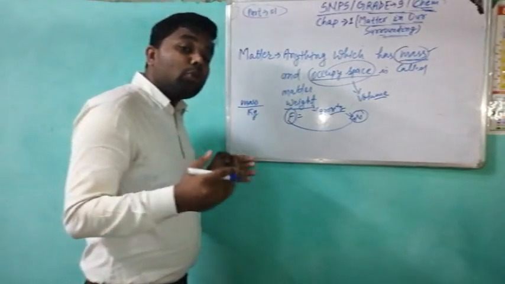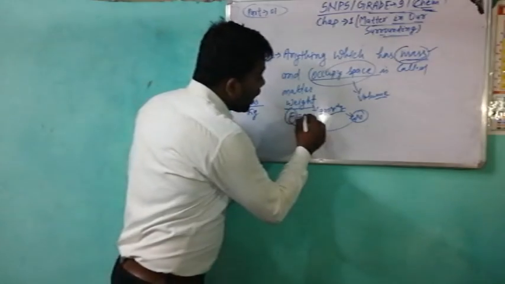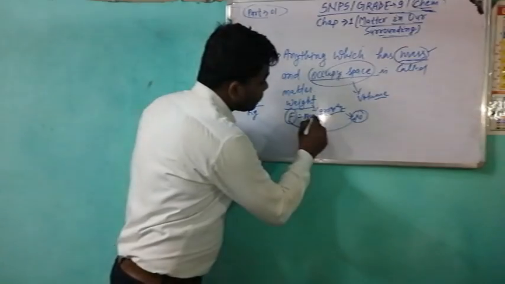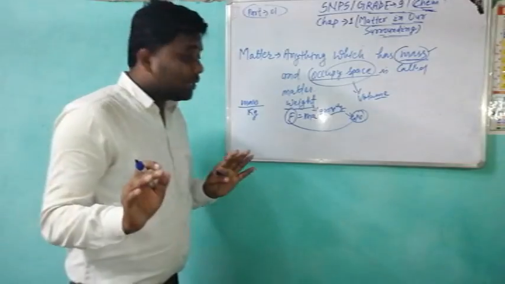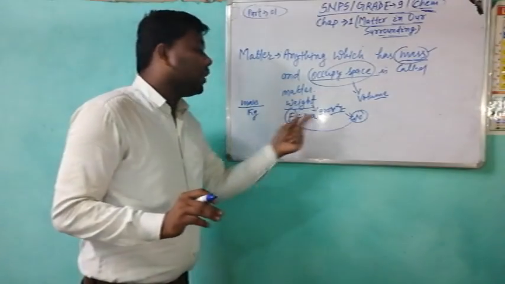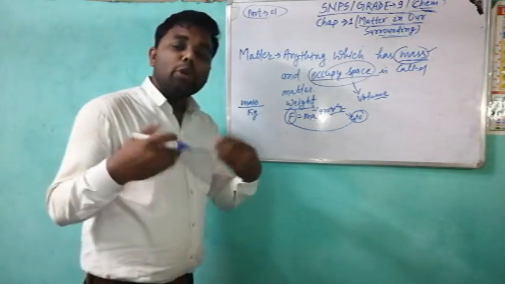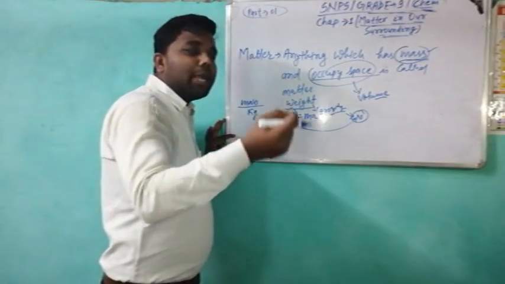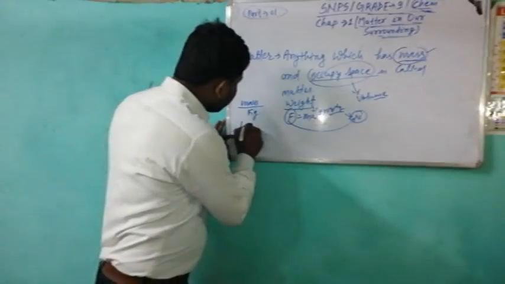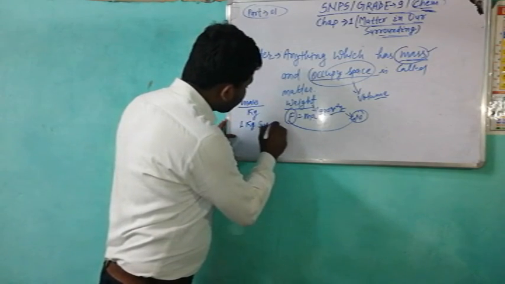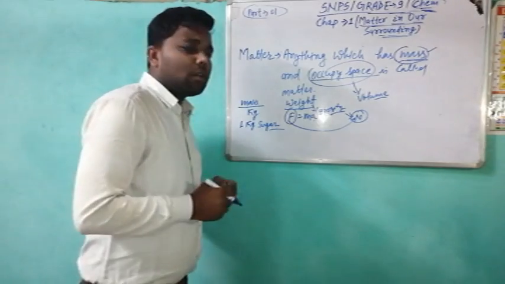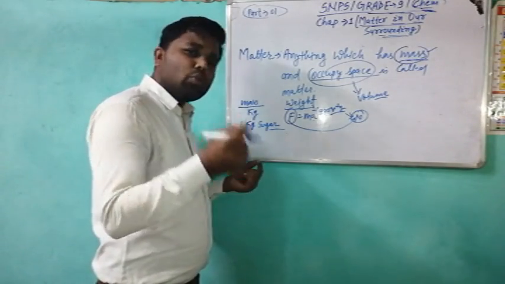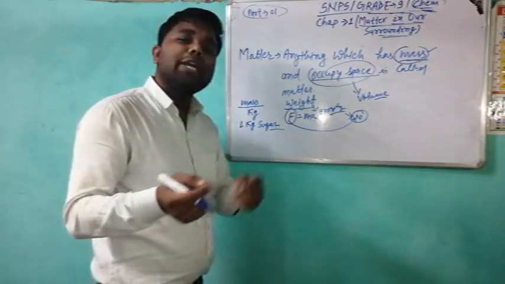And what is the formula of force? F is equal to m into a, where a is acceleration. So am I clear? Here I am going to take an example: suppose we go to the market and buy 1 kg of sugar. The mass of the sugar is 1 kg, so what is the weight of that 1 kg of sugar?